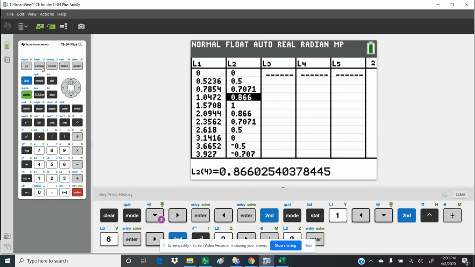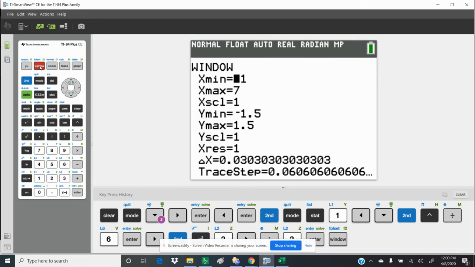Then the next thing I'm going to do is I'm going to change my window. So if you remember your window, you went all the way around the circle in radians. So you went from 0 to 2 pi. So you're really going from 0 to a little bit more than 6 on your x axis or your L1. And instead of going from 0 to a little bit more than 6, I went from -1 to 7. And then if you remember, your largest sine value is 1, your smallest is -1. So again, I wanted to go a little bit more than that, so I went to -1.5 and 1.5.